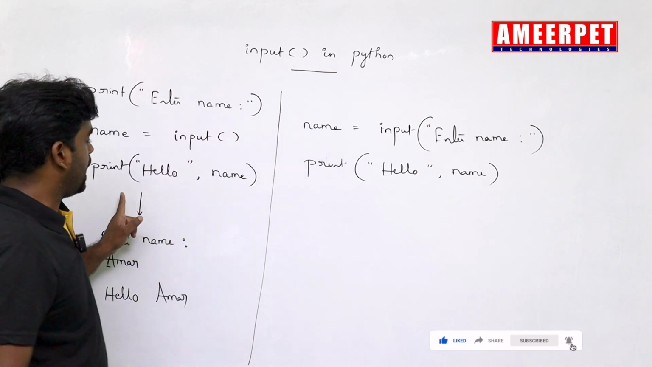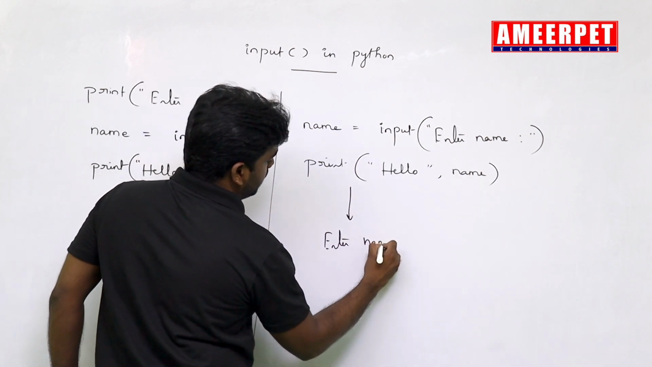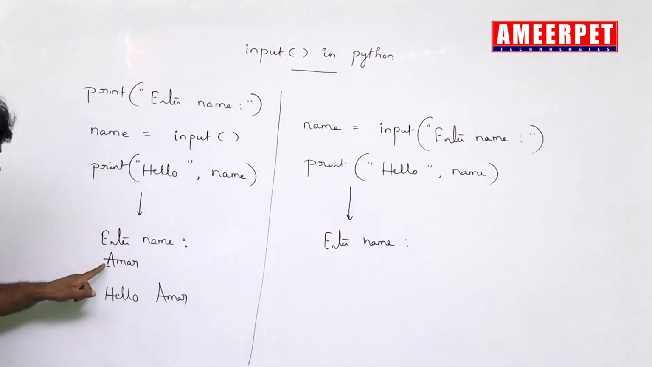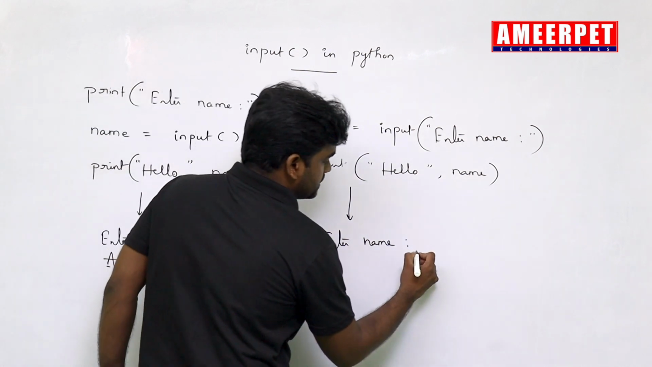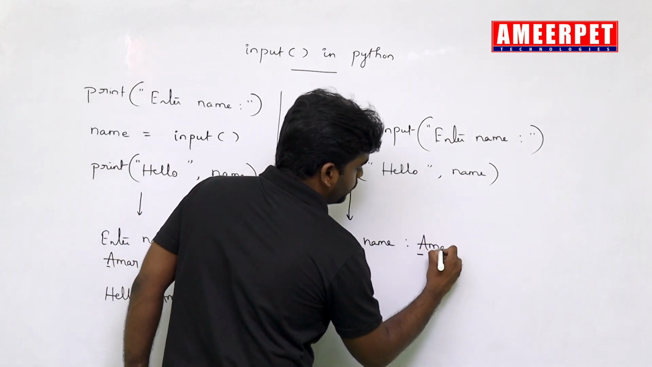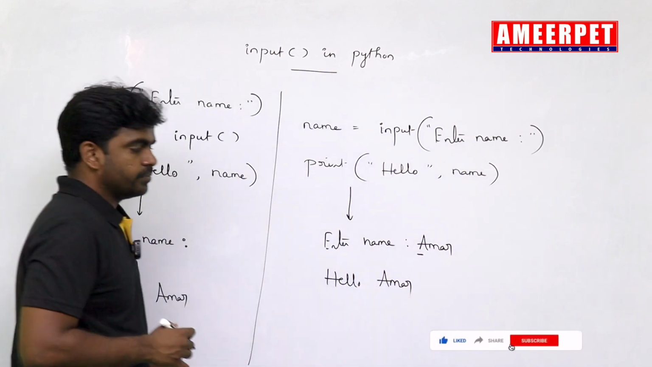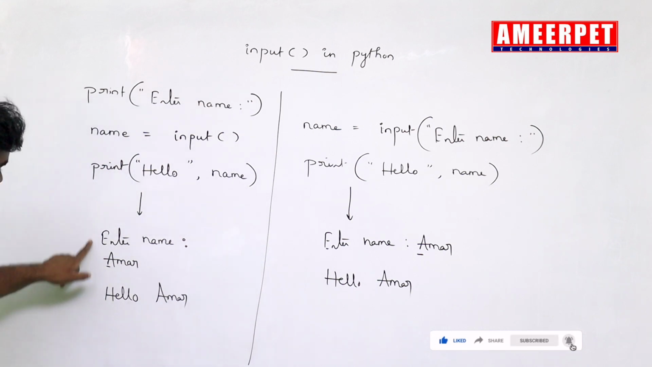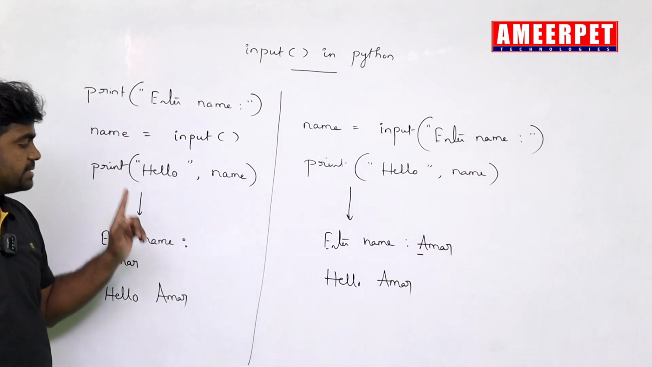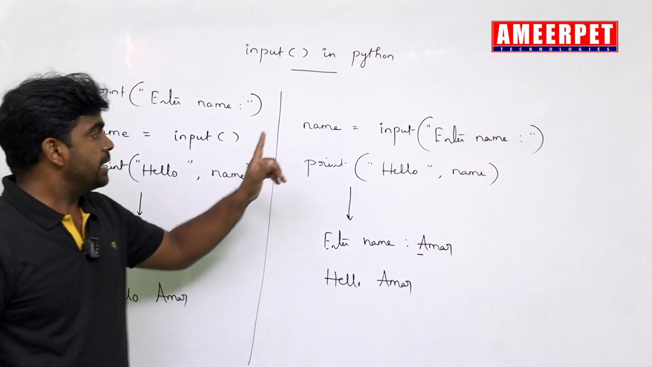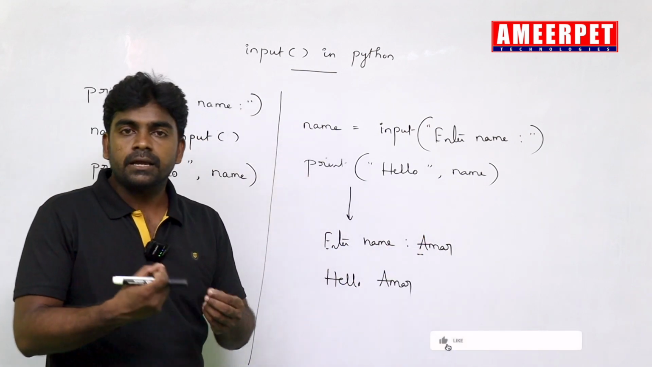two lines of code. And one more difference is that whenever it asks in the output enter name, the cursor is not blinking in the next line. Print sends the control to the next line. Now the cursor is blinking on the same line. Here you can give the name and you will get the output hello Amar. If you write the code like this, this will be the output. Print automatically sends the control to the next line, whereas input keeps the cursor on the same line to get the input.